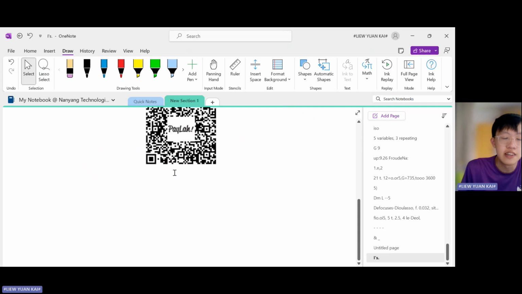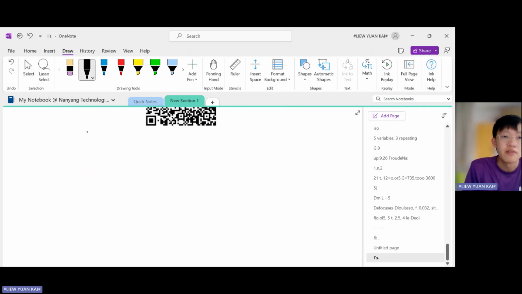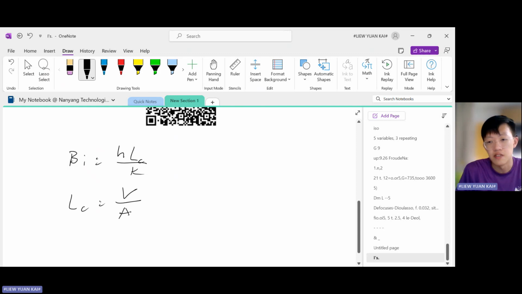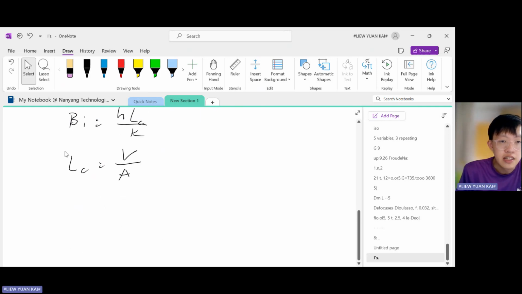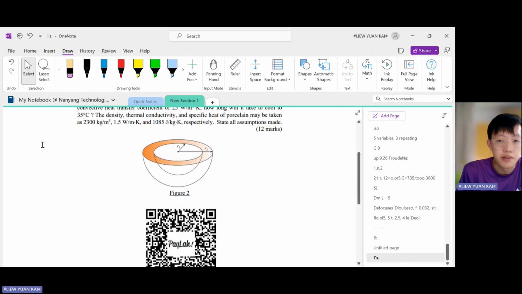Whenever you're dealing with a lumped capacitance problem, first thing first, you don't hop in and straight away use the formulas. First, you check whether lumped capacitance is applicable. The way to check it is you calculate the Biot number, given by the formula h L_c over k. L_c is the characteristic length, defined by the formula V over A. A is the surface area through which convection occurs, and V is the volume of the object. Finding this is a very simple geometry problem.